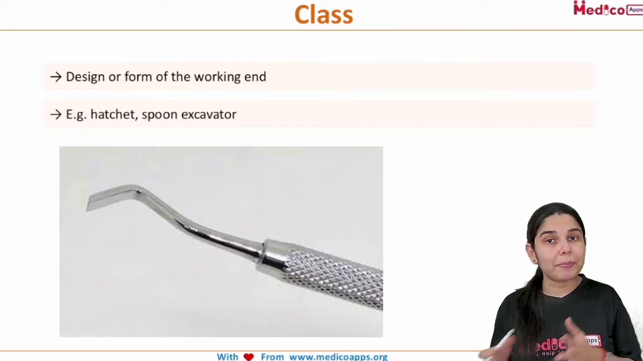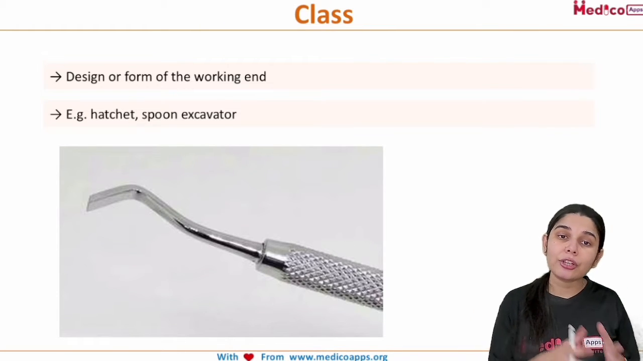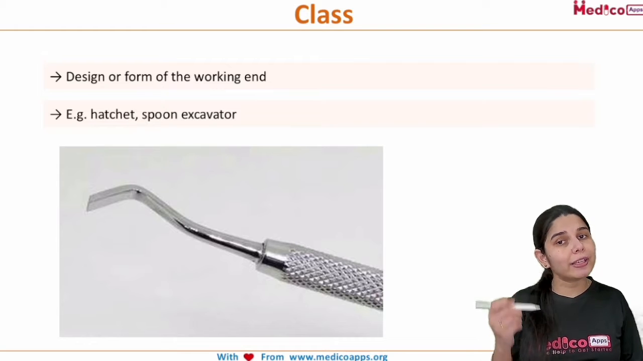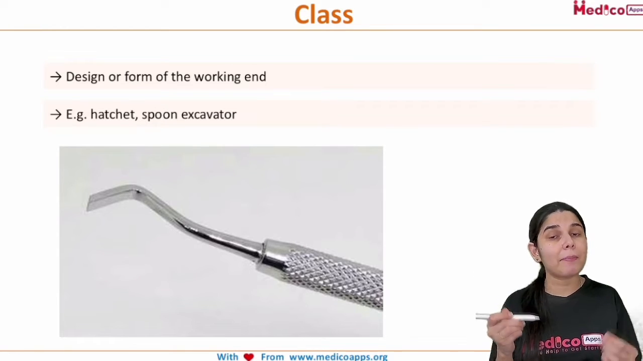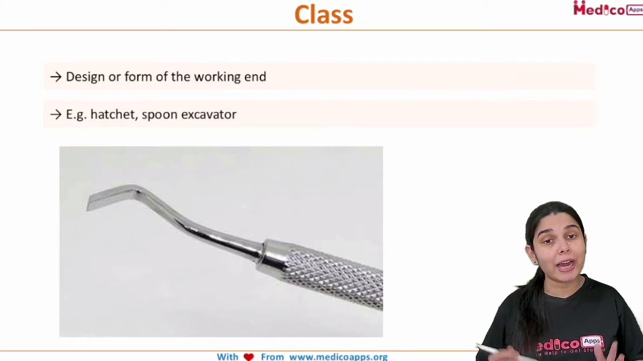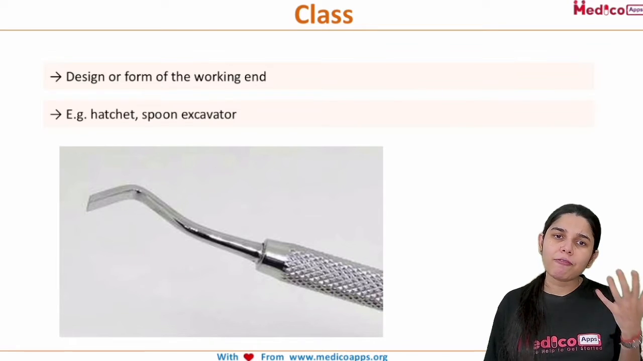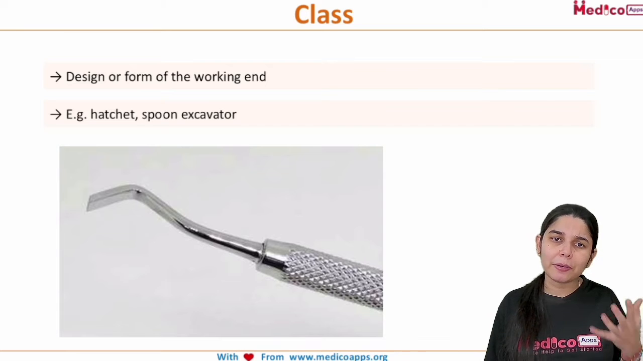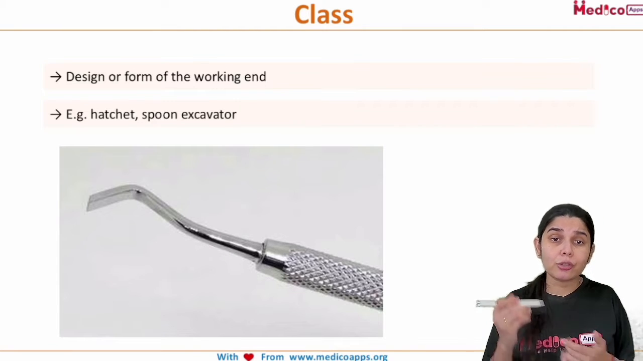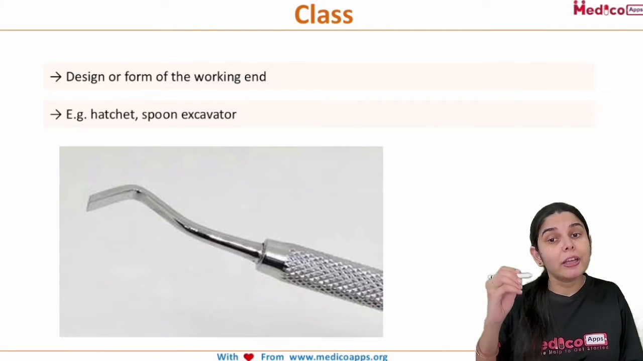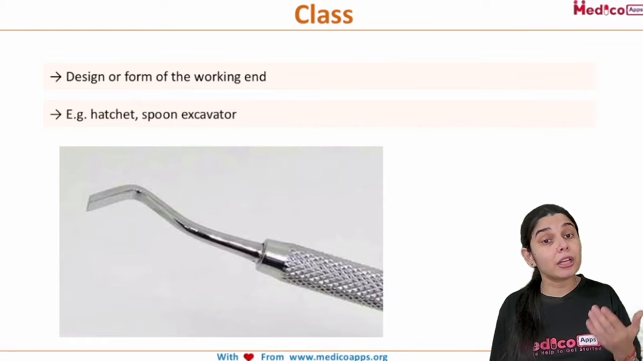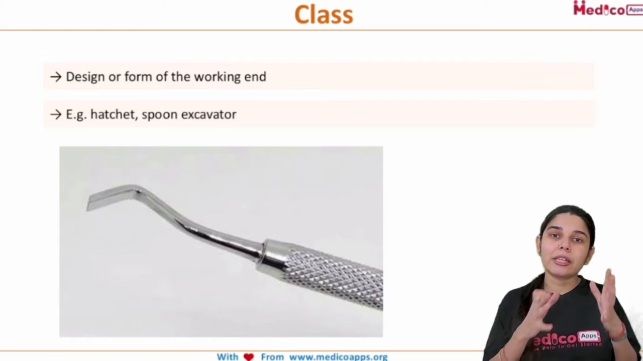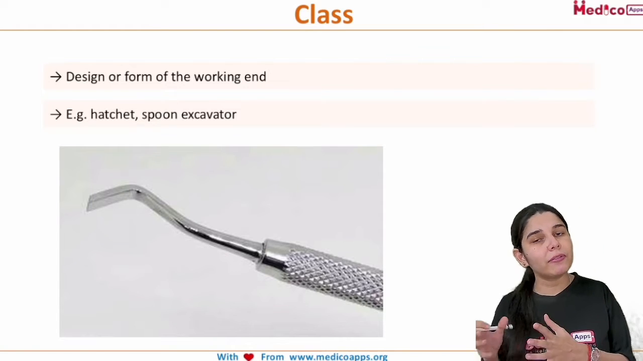So for example, here you can take a hatchet or a spoon excavator. A spoon excavator is a very simple example which you can understand: what is the form or what is the use of that particular working end. So for a spoon excavator, we can excavate the dental caries which are present in a tooth. So this is the class. The class is design or form of the working end.